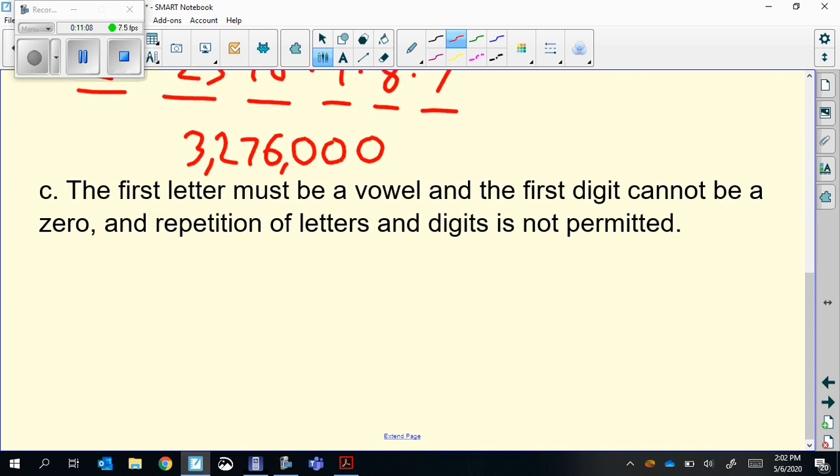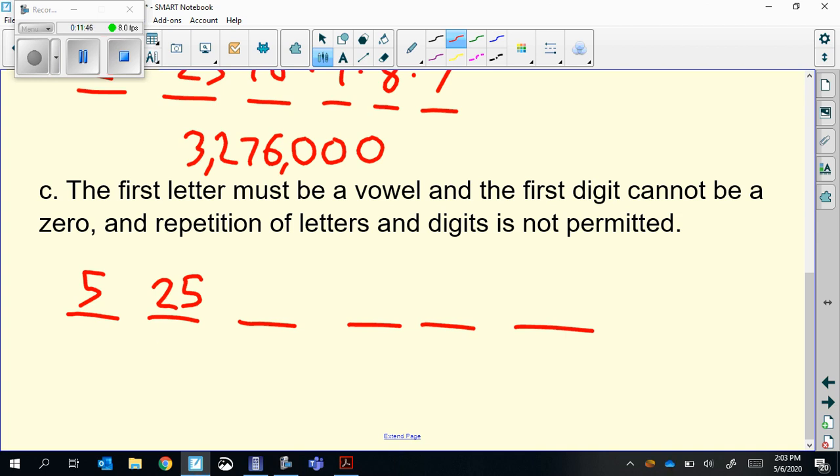First letter must be a vowel, and the first digit cannot be a 0. So same 2 letters, 1, 2, 3, 4 numbers, and repetition is not permitted. So the first must be a vowel. Let's go ahead and say vowels are only A, E, I, O, U, no Y in this case. So there's 5 vowels. And now we've used that letter, we cannot repeat it, so now there's 25 more letters left.